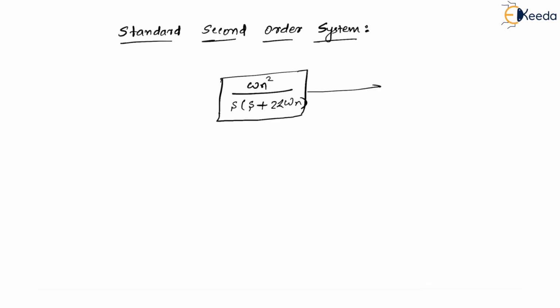So let us try to understand how a standard second order system looks like. Okay, let us see that first. So definitely we will be having some block here, correct? Just as we had seen for the first order system, and inside this we will be having omega n squared upon s into s plus 2 zeta omega n, correct? And definitely here we are going to have this output c of s, and some input r of s.